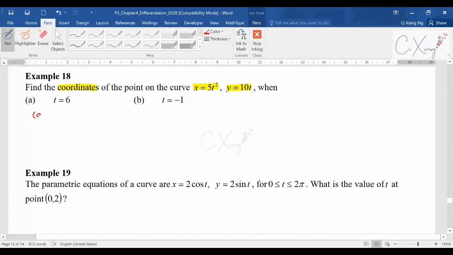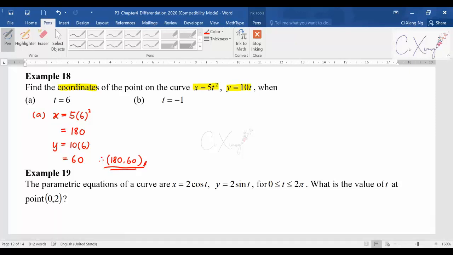It is actually very simple. When t equals 6, to get the coordinate you just substitute t into the equations for x and y. When you substitute 6 into t squared, you get 180 for x. For y, you substitute t again into the equation of y, so y equals 60, which means the coordinate of the point is (180, 60). This is the meaning of a parametric equation: x and y are separated into two different equations, and both have the same parameter, t.